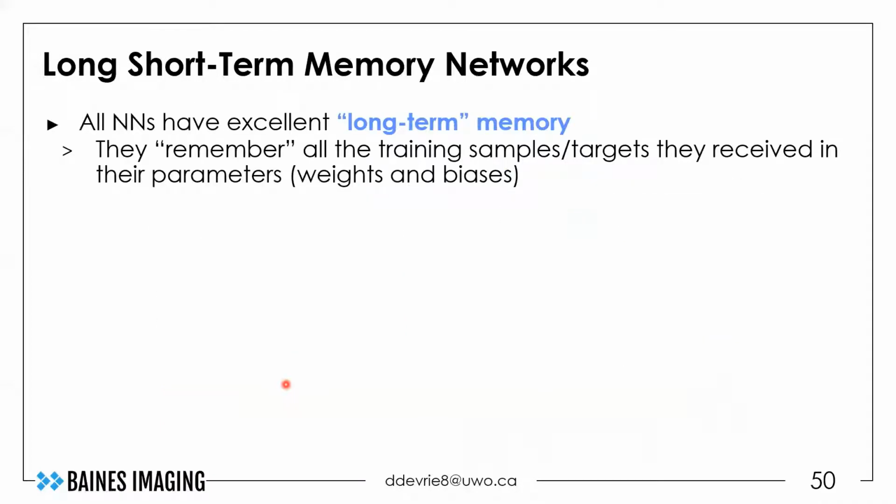So what we're going to end up trying to do is to build what's known as a long short-term memory network. And again, this is a review from slides that we saw last week. So again, we have this idea that all neural networks have really excellent long-term memory. And that long-term memory is the idea that the samples that you show the network during training, it remembers in the weights and biases, the parameters of the network. And because those parameters can be saved on the computer on a hard drive, they're not going to go anywhere. So effectively, the network is remembering very well long term.